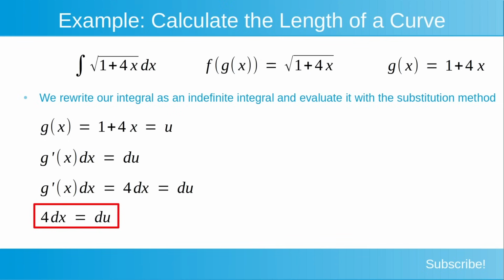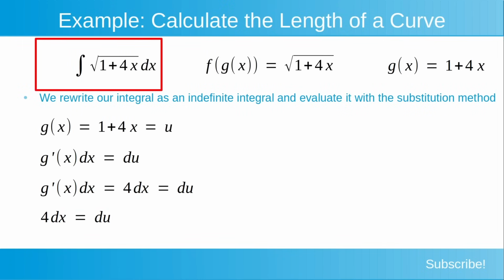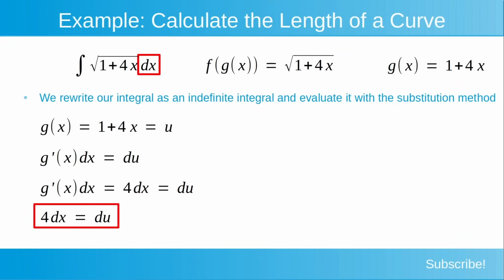In the simplest case, we would now substitute du for 4 dx. But we don't have any 4 dx term in our integral. What we do have is a dx term. So what we do next is we solve for what dx is equal to in terms of du. To do this, we can divide on both sides of the equal sign by 4. And when we do this, we get that dx is equal to 1 over 4 du. Now this we can substitute into our integral.